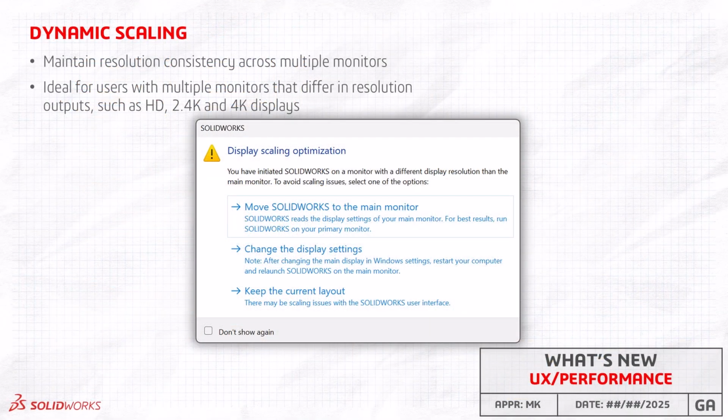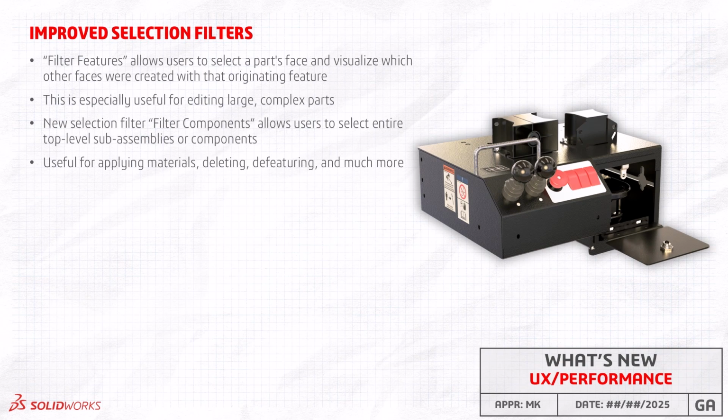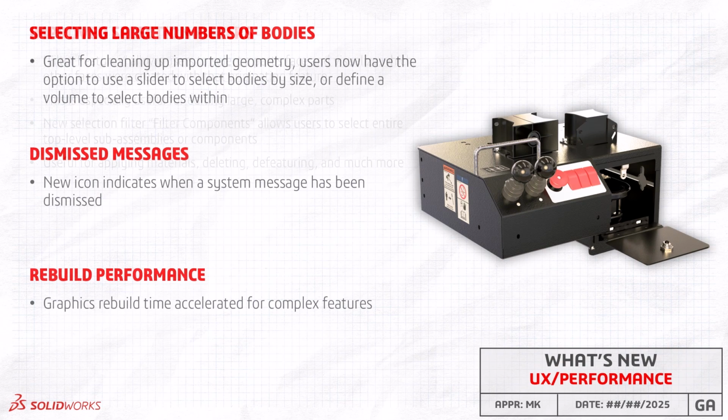One other useful enhancement introduced in SOLIDWORKS 2026 is support for dynamic scaling across multiple monitors, which is ideal for users who have monitors of different resolutions. So in summary, in 2026 we can expect to see some improved selection filters, which is useful when editing complex parts and assemblies. Also, some new tools to help us select a large number of bodies. And 2026 will also see improved rebuild performance.